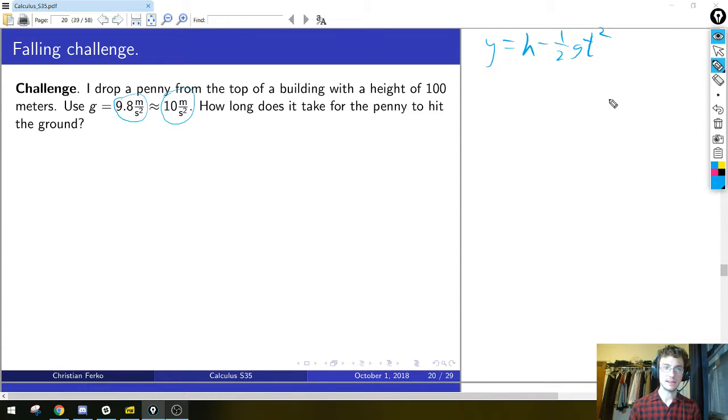And I'll ask you, how should I calculate the time t which it takes for the penny to hit the ground? So by the ground, I mean height 0, y equals 0. What do I do?